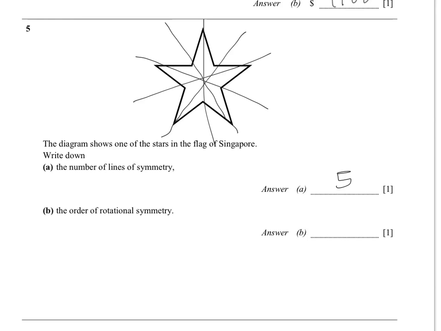Now we know that for rotational symmetry, if this point is rotated down here, this point goes up, it goes back to the same original picture. So if I keep on rotating, I can do this 5 times. So it has order 5 of rotational symmetry.